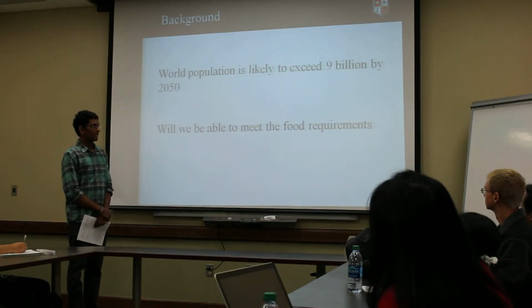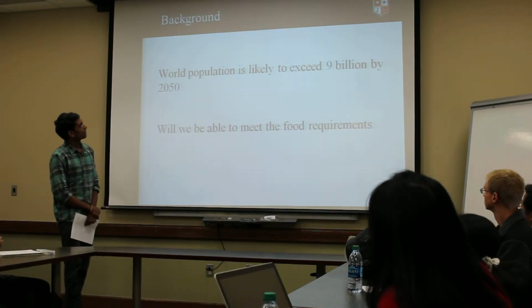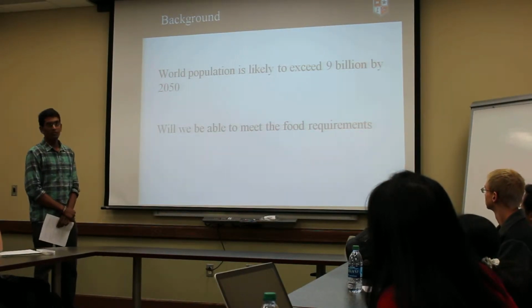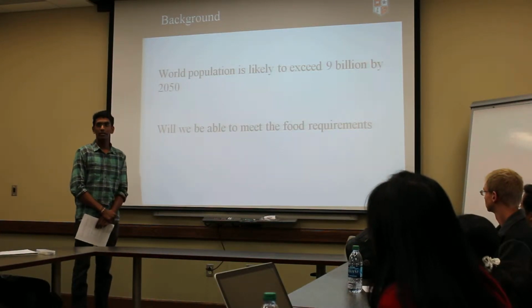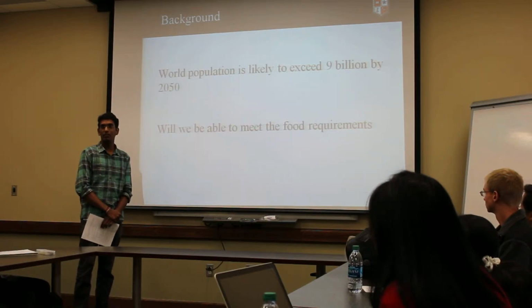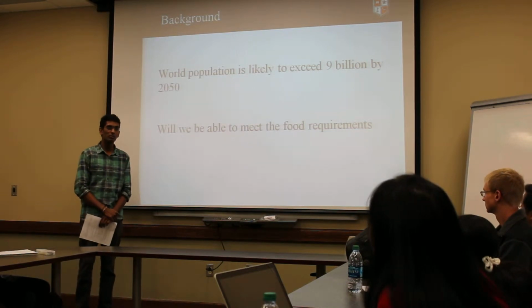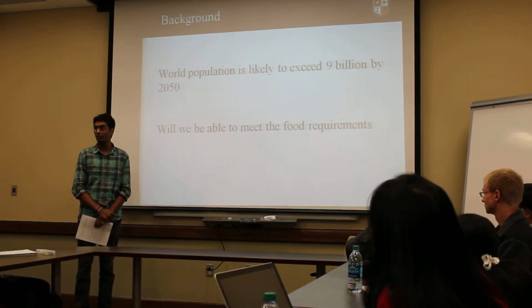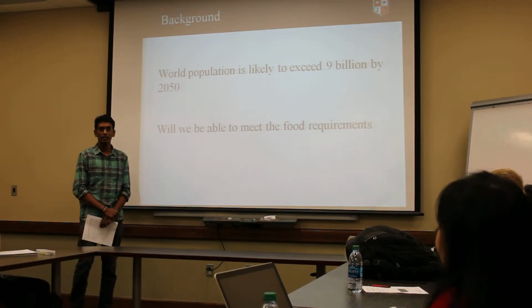Let me begin my explanation with a thought-provoking question. World population is likely to exceed 9 billion by 2050. Will we be able to meet the food needs of the rapidly growing population? As a matter of fact, we have fixed land and other resources, so we should soon be able to figure out efficient methods to multiply food production with the limited resources we have.